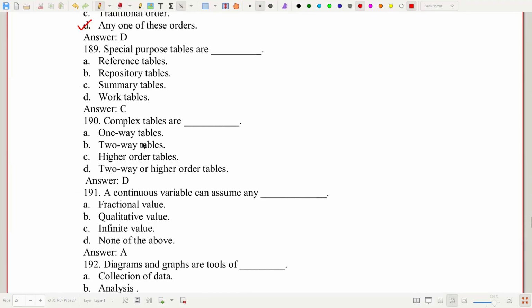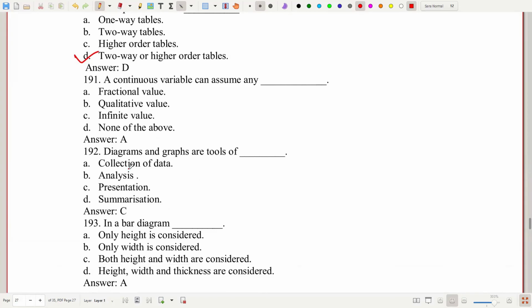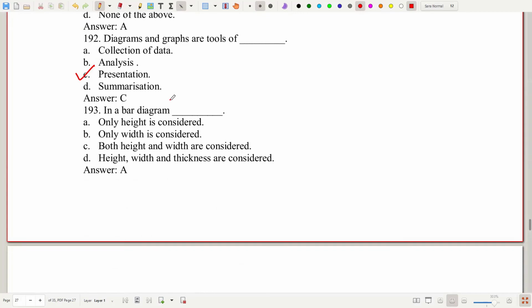Special purpose tables are reference tables, repository tables, summary tables, practically the summary tables. Complex tables are one-way tables, two-way tables, higher order tables, practically two-way or higher order tables. A continuous variable can assume any fractional value. Next question. Diagrams and graphs are tools of the presentation. In a bar diagram, only height is considered.